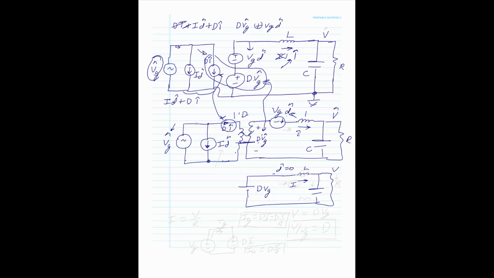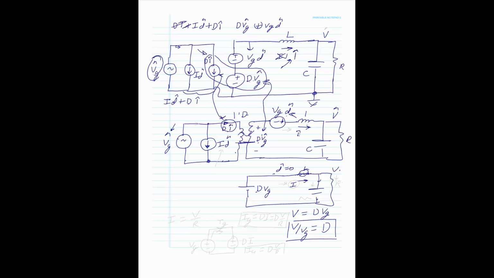So what is this inductor for DC? Well, that's a short. The capacitor is an open. So you could see that the output immediately is DVG. And we have our DC characteristic too. V over VG is equal to the duty cycle. V over VG is the duty cycle. And that's just your check.